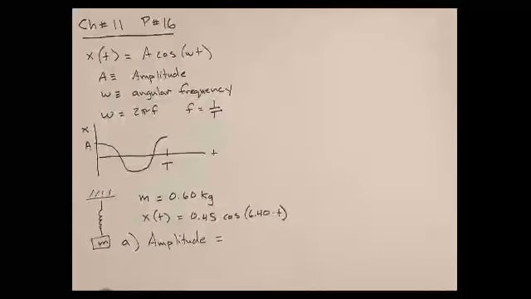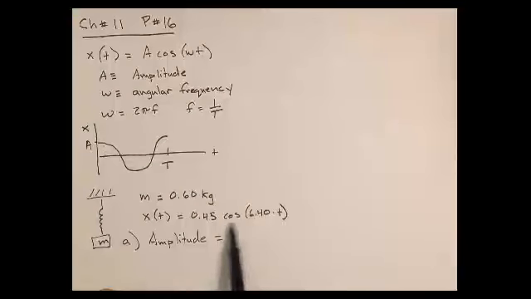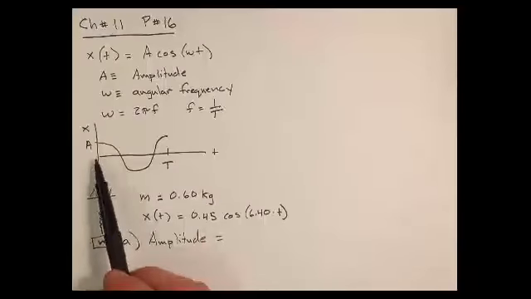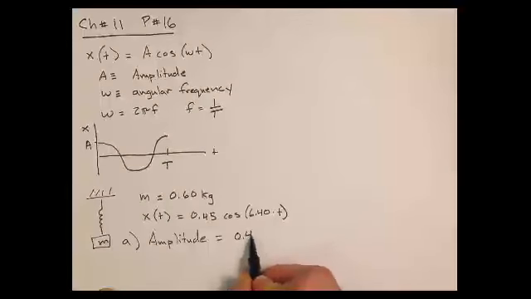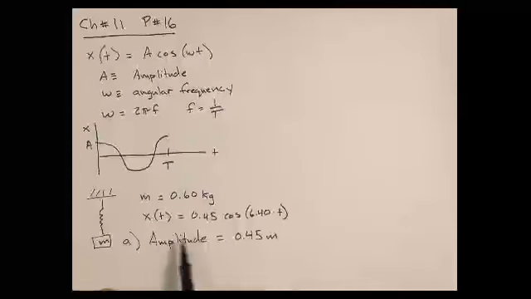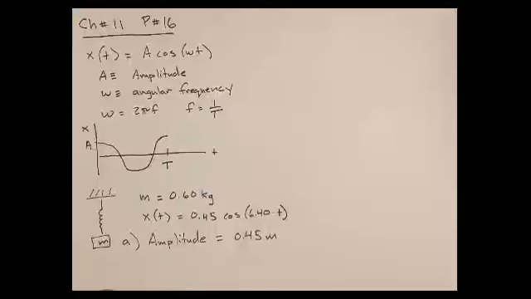Part A asks, what is the amplitude of vibration of the mass? We can answer that. The maximum the cosine function gets is the number 1, so 1 times 0.45, the maximum amplitude here would be 0.45 meters. Part A is just getting us warmed up, asking if we understand some of the basics of simple harmonic motion.